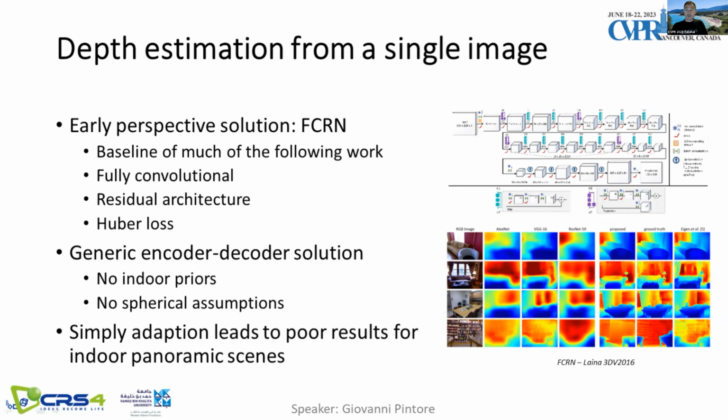Among the various solutions adopted by this approach, it should be noted that they use residual blocks and also the reverse Huber loss function for training, which are still commonly used. However, this early solution was not really optimized for indoors. We don't have any priors about indoors here. And neither for spherical images, so it suffers their distortion. That is, simply adapting the baseline leads to poor results for indoor panoramic scenes.